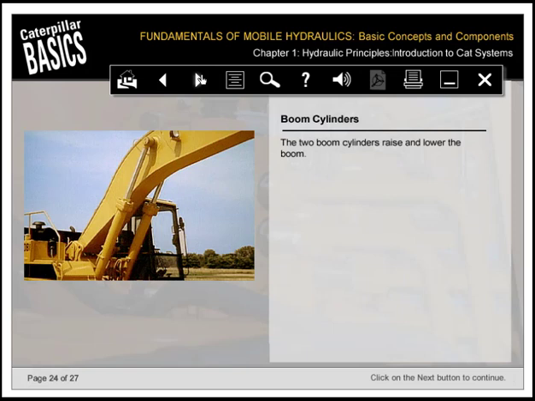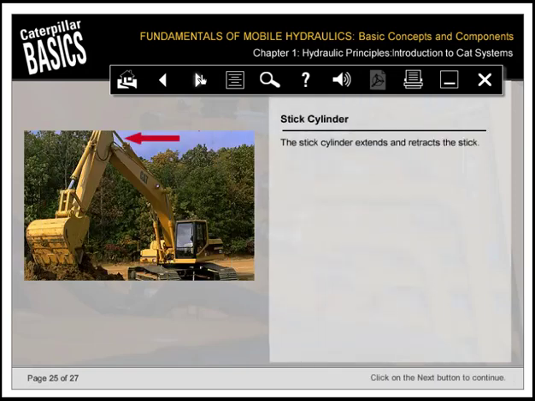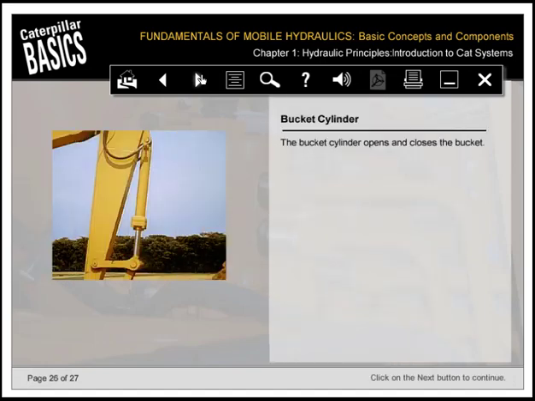The 2 boom cylinders raise and lower the boom. The stick cylinder extends and retracts the stick. The bucket cylinder opens and closes the bucket.